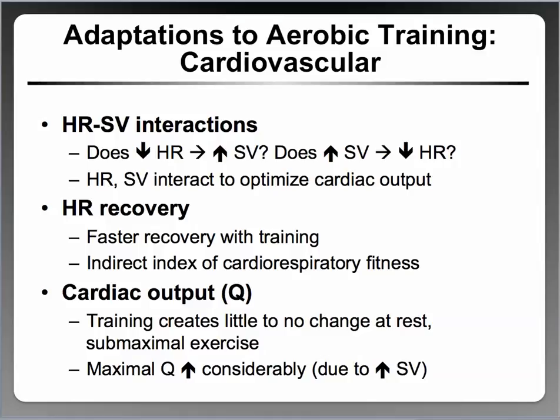So let's talk about cardiac output real quick. You know that cardiac output is the product of heart rate and stroke volume. And what you see with training is an increase in stroke volume and a decrease in heart rate. So what happens is that at rest you have essentially reciprocal changes. At rest and submaximal exercise, the increase in stroke volume is offset by the decrease in heart rate.